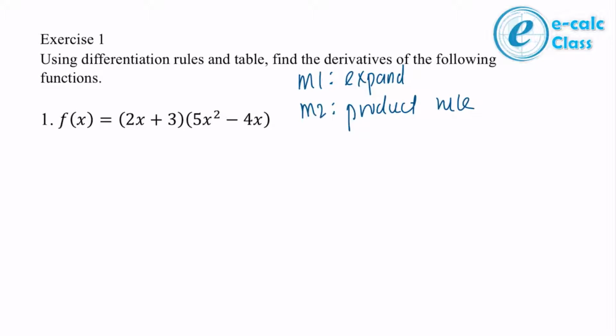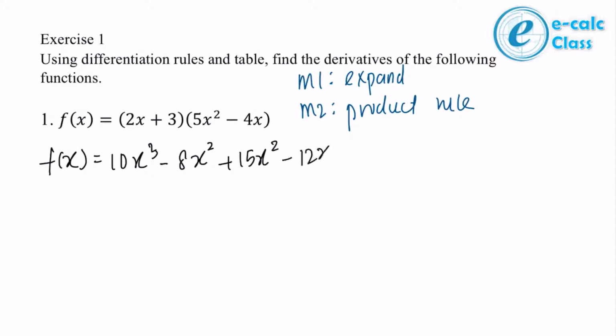Alright, so if you want to expand, like I said, you use FOIL operation. Just make sure you don't expand wrongly. 10x squared minus x squared, sorry, this one is cubed. You see, I already made my mistake here. Plus 15x squared minus 12x. Alright, so 10x cubed, 15 minus 8 is 7.